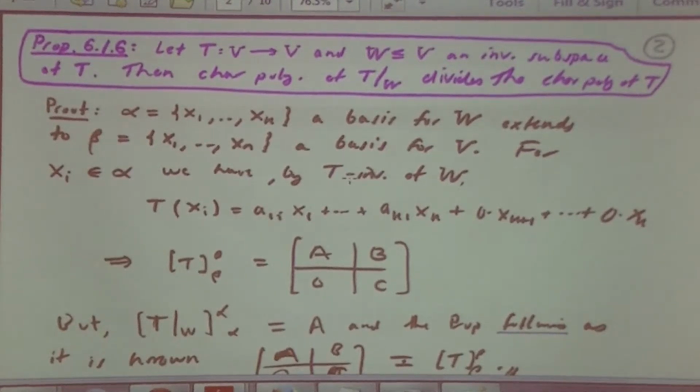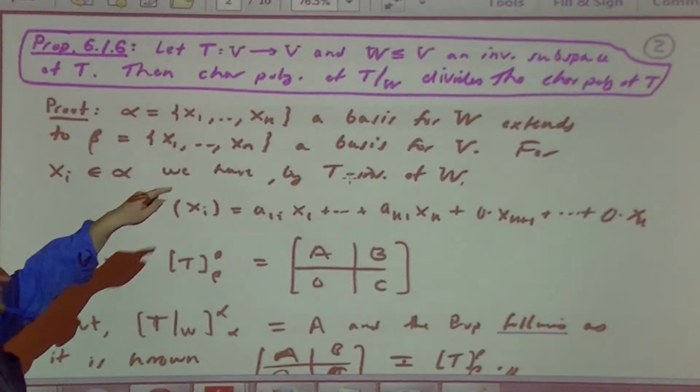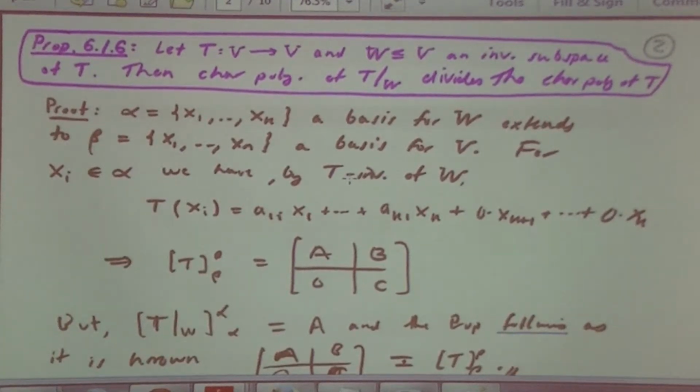Now, here's a proposition which makes a decent test question. This one's actually not too hard. It's very calculational. This is a nice proposition and proof I will go somewhat slow through. Let T go from V to V, and let W be an invariant subspace. Then the characteristic polynomial of T restricted to W divides the characteristic polynomial of T. I'm actually going to put this away and write this one out because it's worth doing now. Then we'll come back to my projector in a minute.